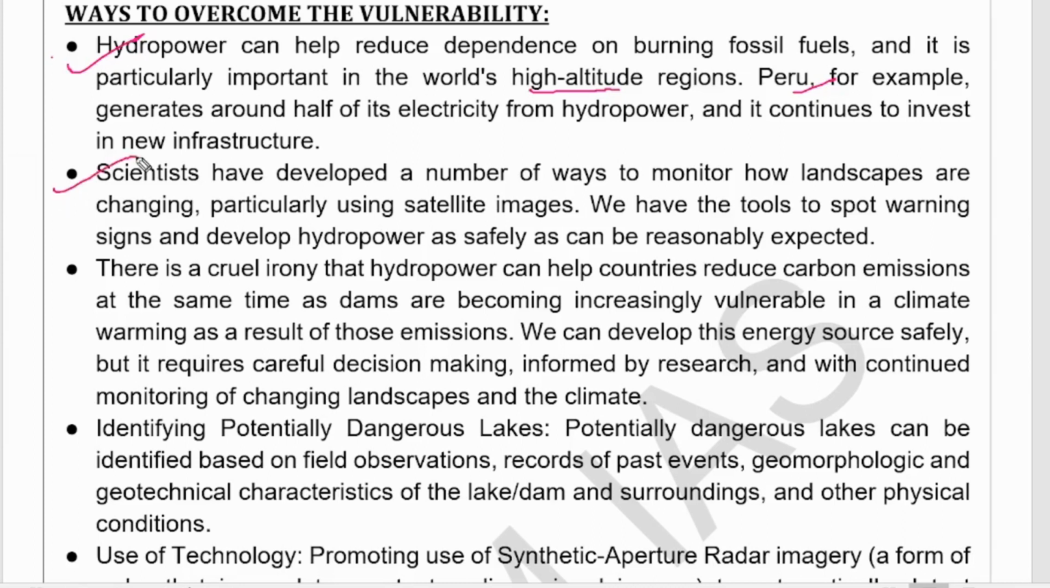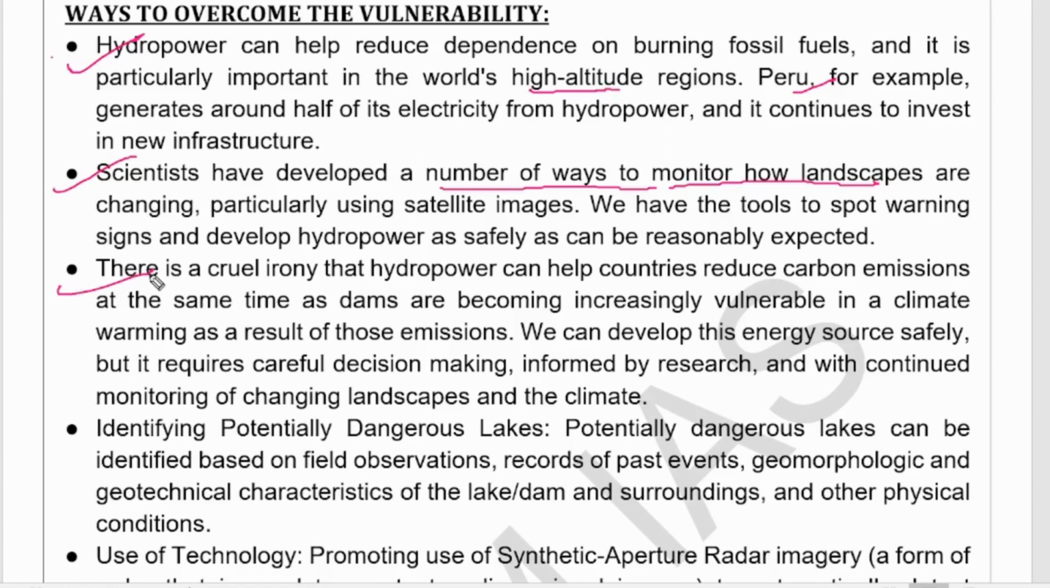Now, the second thing is that scientists have developed a number of ways to monitor how landscapes are changing, particularly using satellite images, and therefore we now have enough tools to spot warnings as early as possible. And also we can now focus on hydropower projects as safely as we can. The third major way to overcome the vulnerability is that hydropower helps countries to reduce carbon emissions, but at the same time dams are becoming increasingly vulnerable as a consequence of the warming up of the climate, as a result of these emissions.